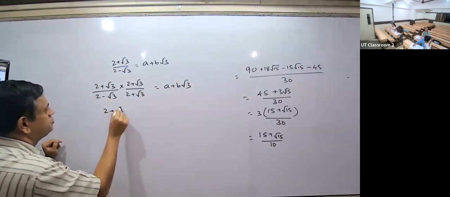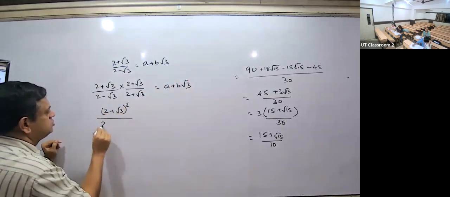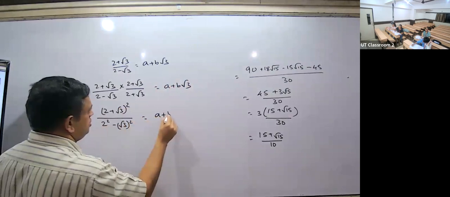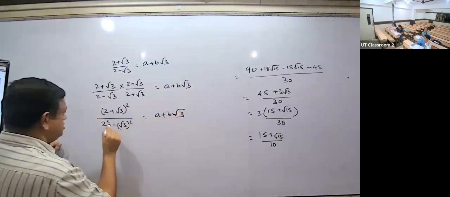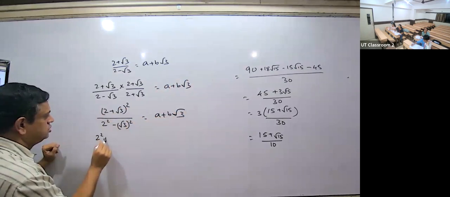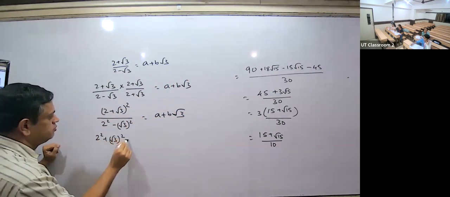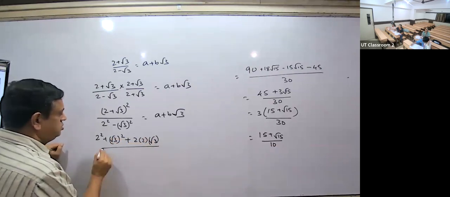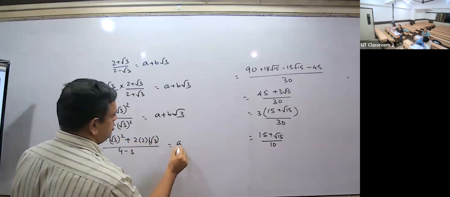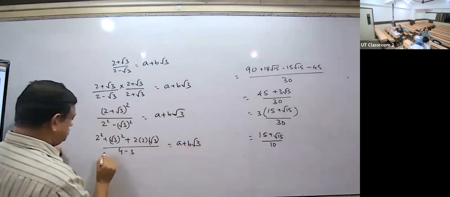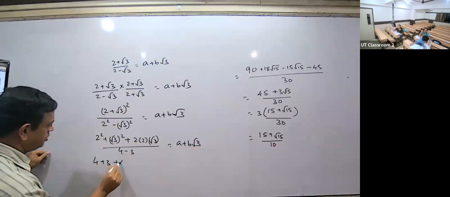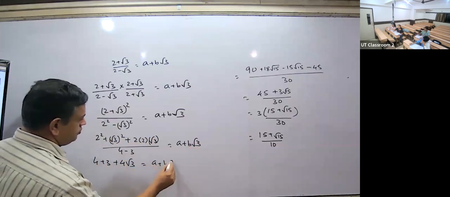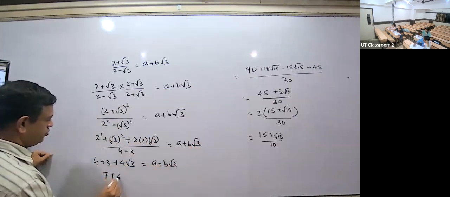2 plus root 3 whole square upon 2 square minus 3 square. Identity: 2 square plus root 3 square plus 2 times 2 times root 3 upon 4 minus 3. 4 plus 3 plus 4 root 3 upon 1. 7 plus 4 root 3.